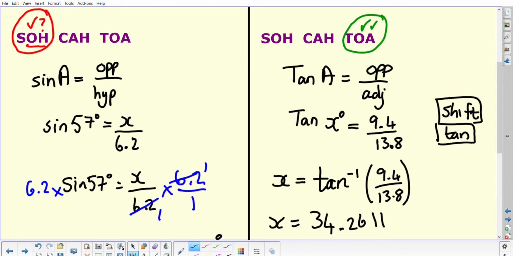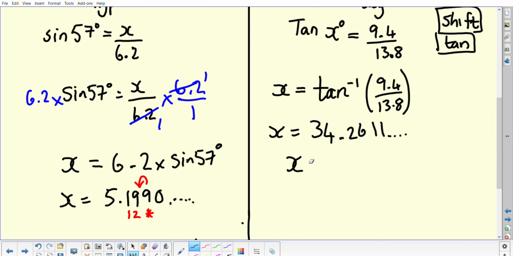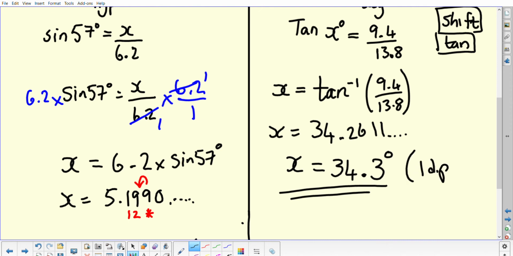34.2611 and the other digits, and here we are rounding to 1 decimal place, so your answer here would be 34.3, and this is degrees, so we need to put the degrees in because it's an angle and we were only rounding to 1 decimal place.